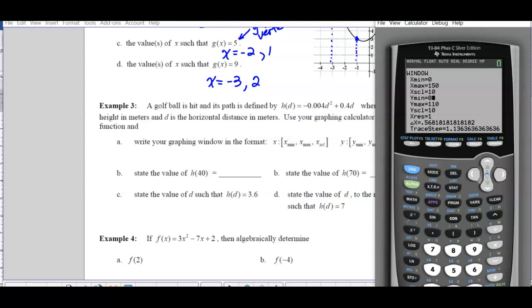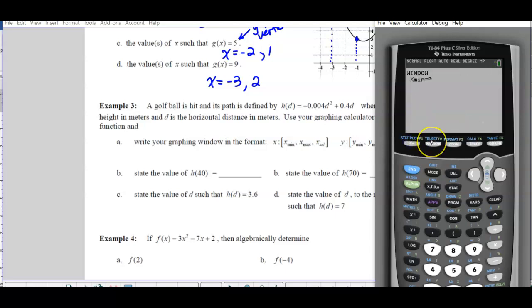And then minimum 0 for the height. And then thinking about a golf ball going in the air, maybe 30 meters in the air might be the max. And then you could just go up by maybe 2s. Leave the rest the same. Graph it. And you notice it doesn't fill up my whole screen. So 30 meters is pretty high. And also the golf ball didn't go 150.